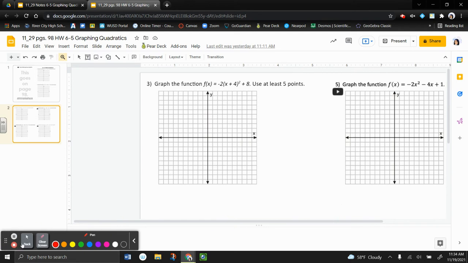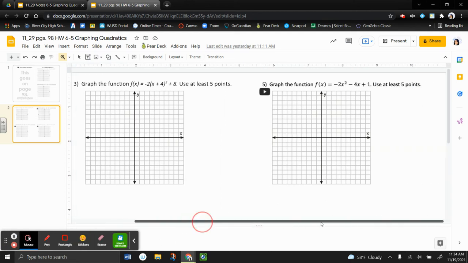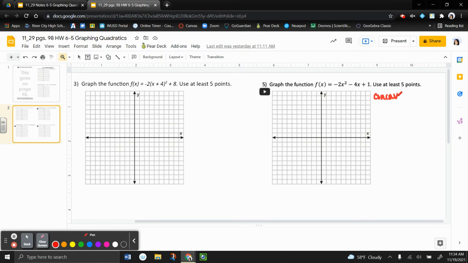All right, now let's take a look at example number 5. So this one is in standard form. So again, we're going to start with the concavity. So it's going to be concave down. We can get our y-intercept, which is going to be 0, 1.